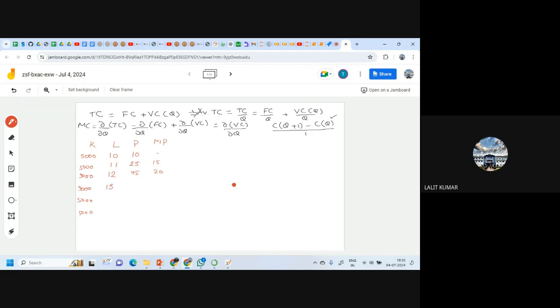But at some point of time, what happens? It stagnates and the productivity starts decreasing again. So this marginal product first increases, and after that it starts decreasing. This is known as the law of diminishing returns.